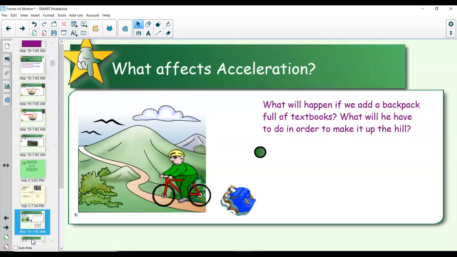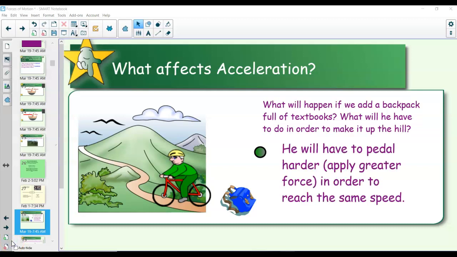On page 11, what affects acceleration? What will happen if we add a backpack full of textbooks? What will he have to do in order to make it up the hill? By the dot, please write your answer. Did you write that he would have to pedal harder? He would need to pedal harder to be able to make it up the hill if we placed the backpack full of books on his back.